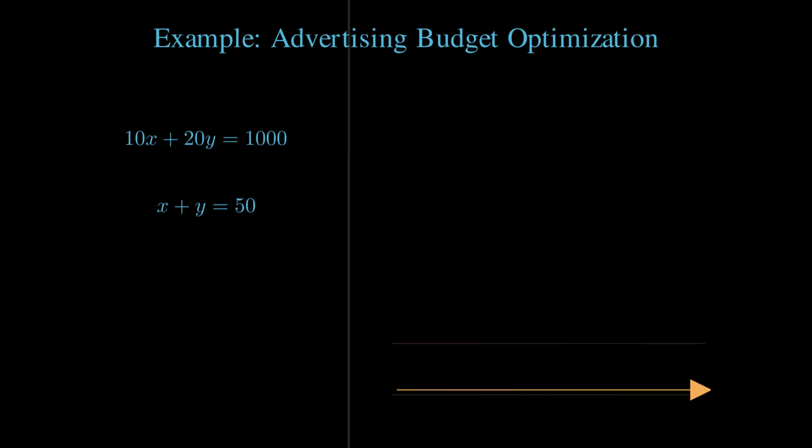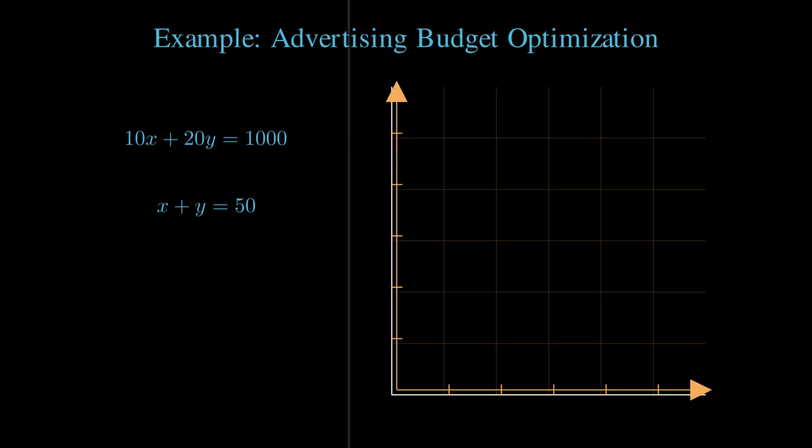Imagine you have a budget for advertising, and you want to balance spending on online and print ads. We start with two linear equations. The first depicts your total budget: 10 times the number of online ads plus 20 times the print ads adds up to 1,000. Below that, the second equation shows that the total number of ads is 50.